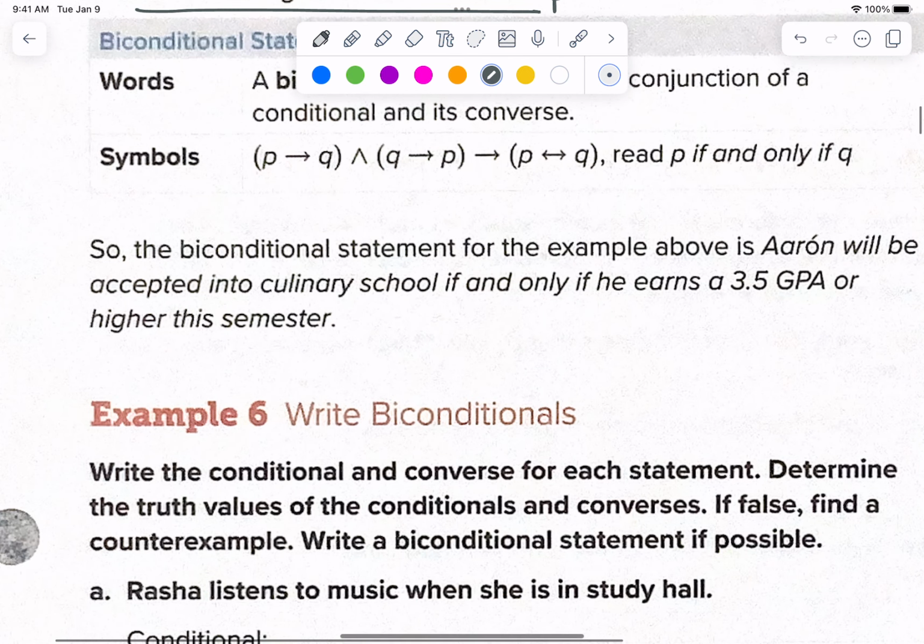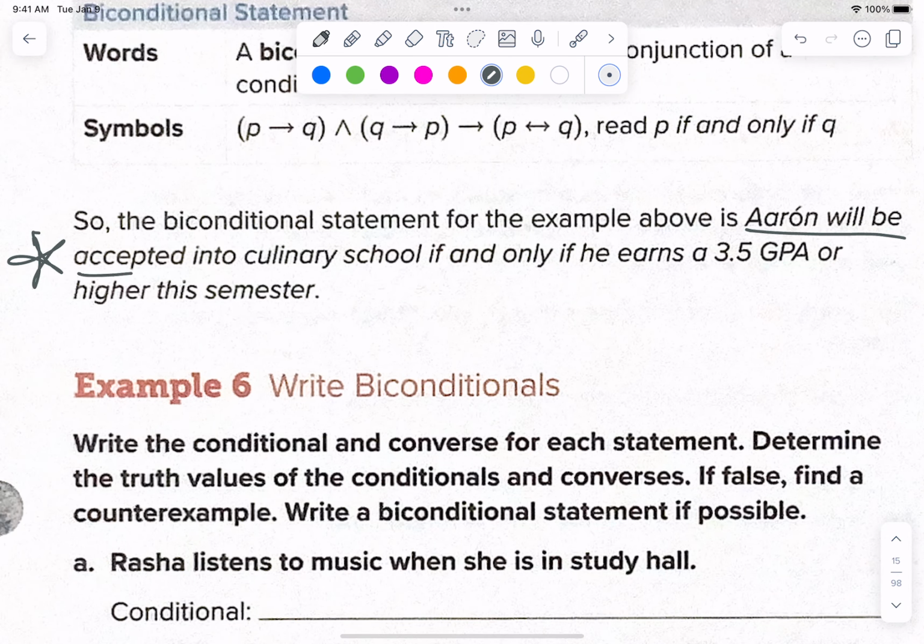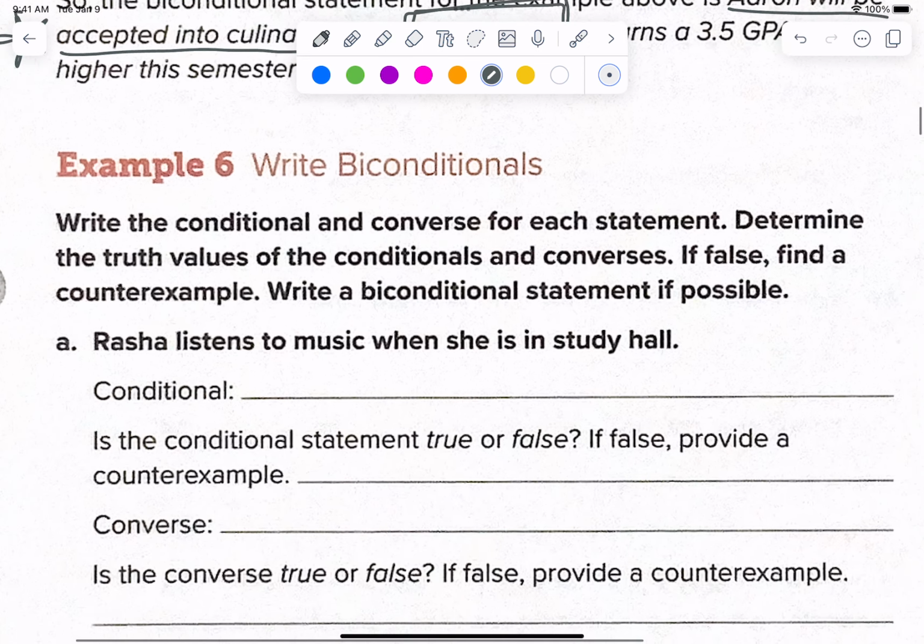So they bump down here to the biconditional that says Aaron will be accepted into culinary school if and only if he got a 3.5 or higher. Only under the circumstances that he gets a 3.5 or higher does he get accepted. If and only if. Have you guys heard the word if and only if before? Maybe? Yeah? Okay. All right, so let's write a biconditional.